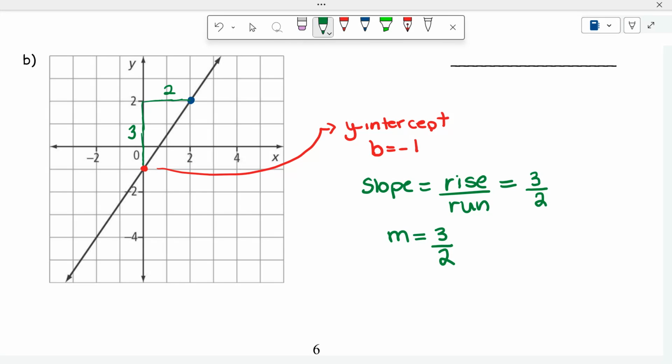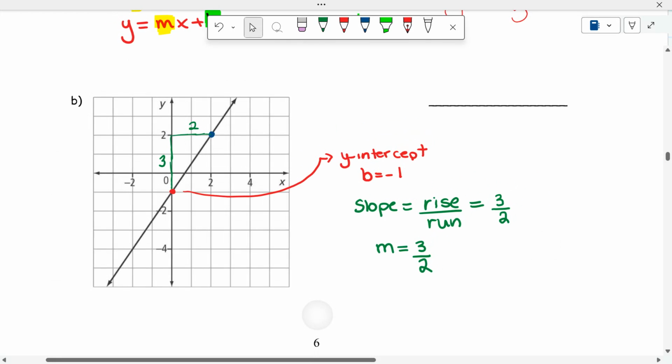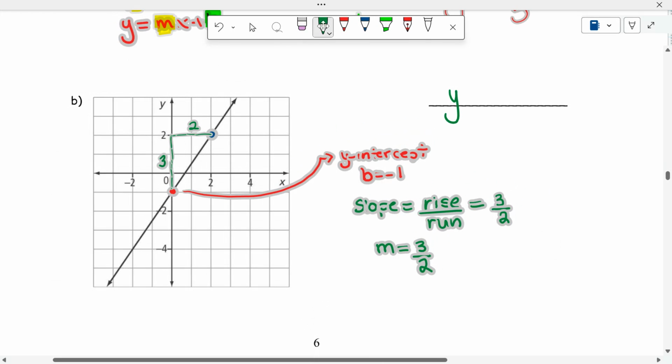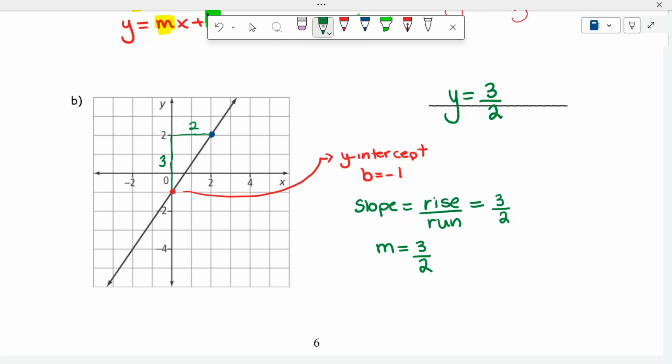I need my y-intercept, I need my slope. So therefore, we can now write our equation. So y equals 3 over 2x minus 1. So when you're finished, you should have an equation in terms of x and y, if there's a slant to the line.